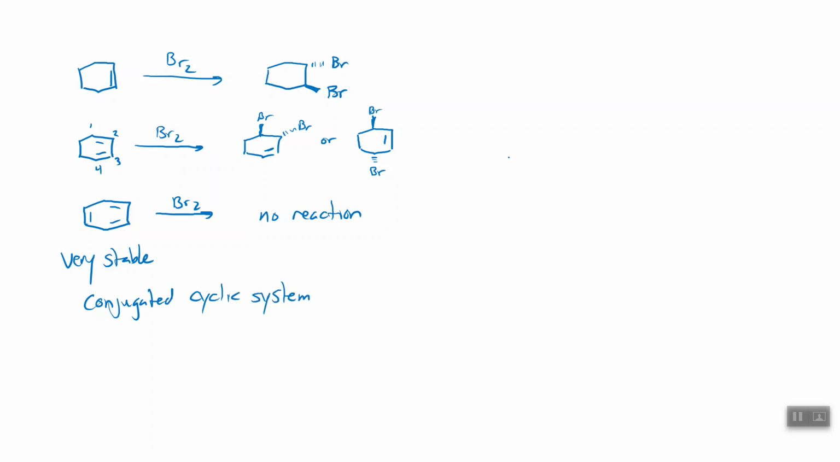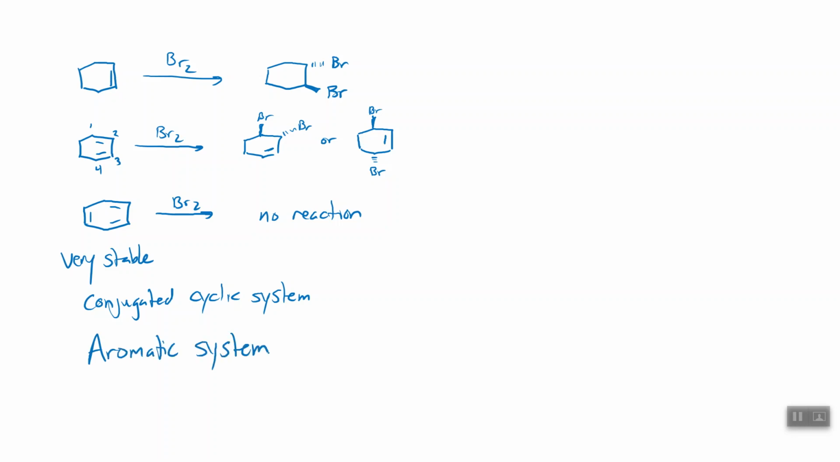And so that's pretty interesting. We probably want to talk about when does this happen? When do we get this stable system, and when do we just get a conjugated system, and what are the differences between all of these things? Right? And so we give this thing a name. So benzene rings in general and other conjugated cyclic systems are called aromatic systems.